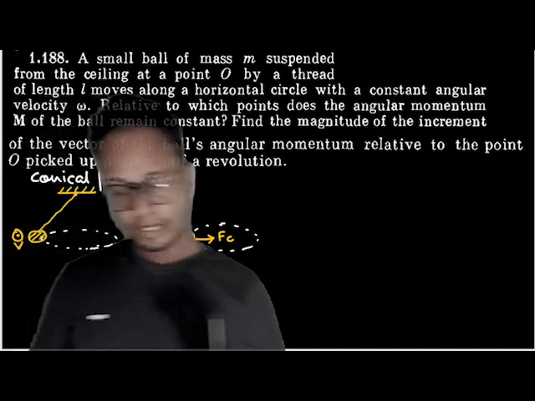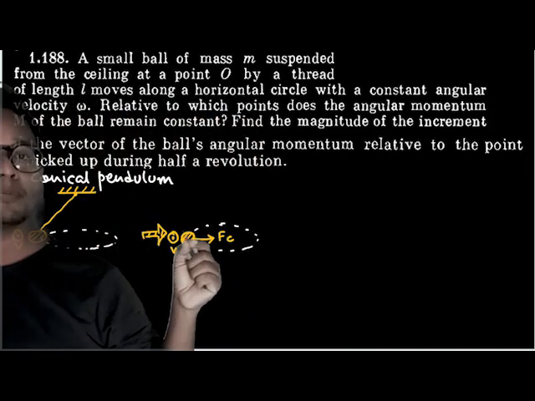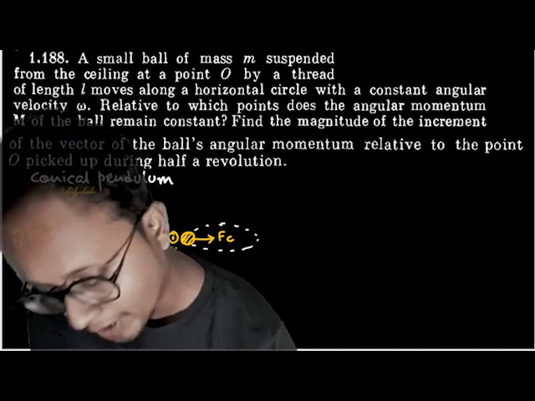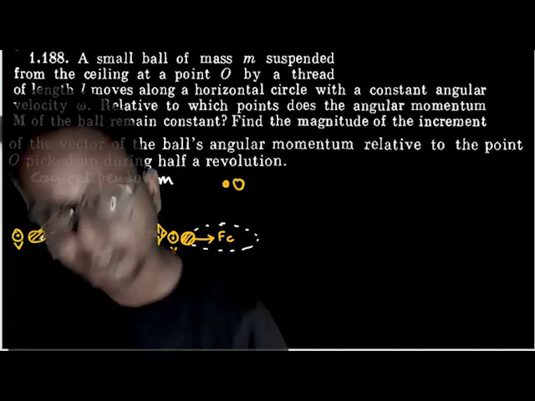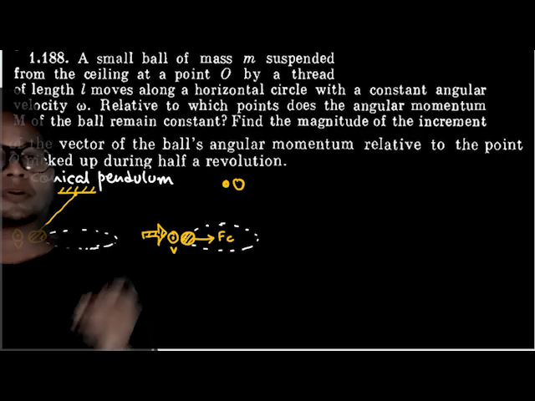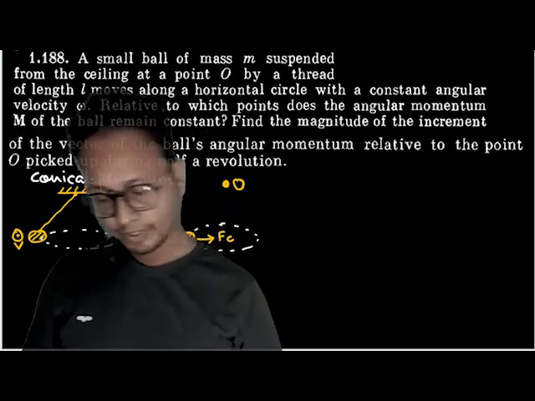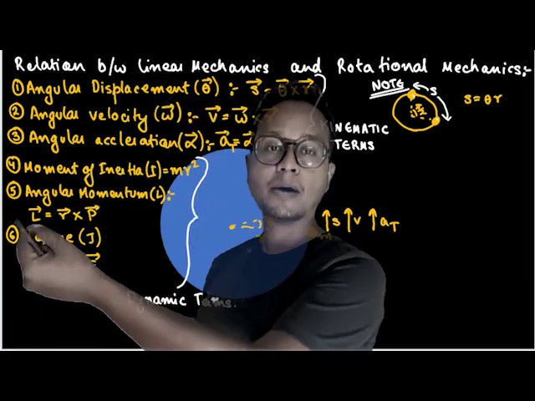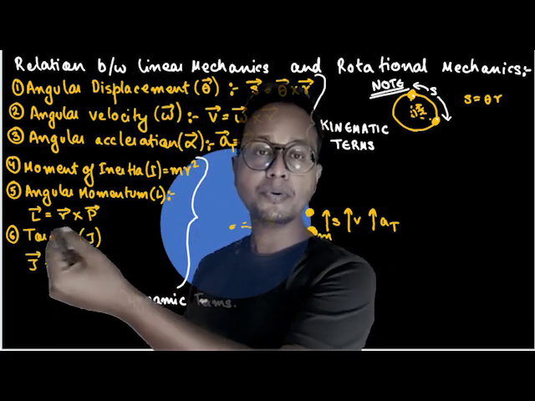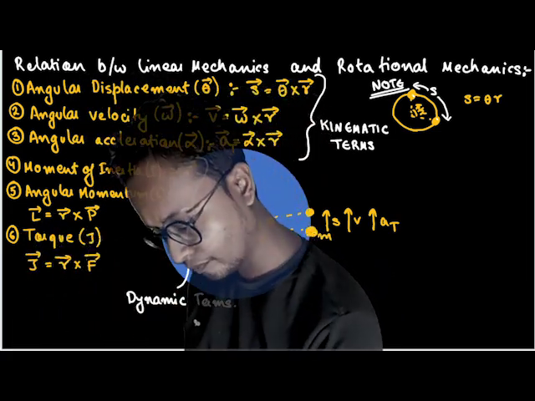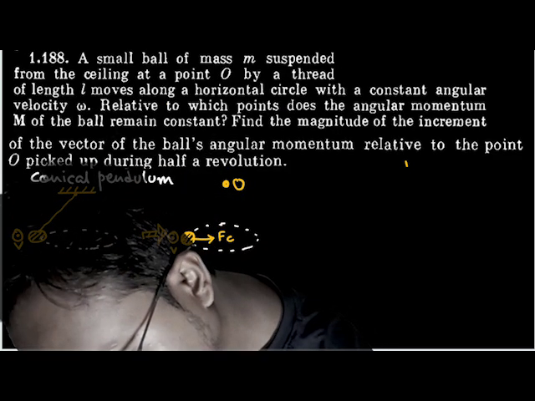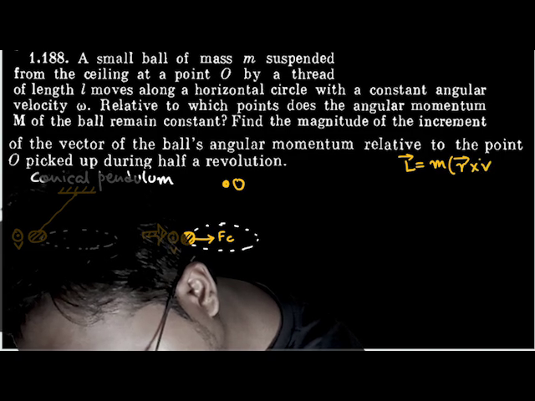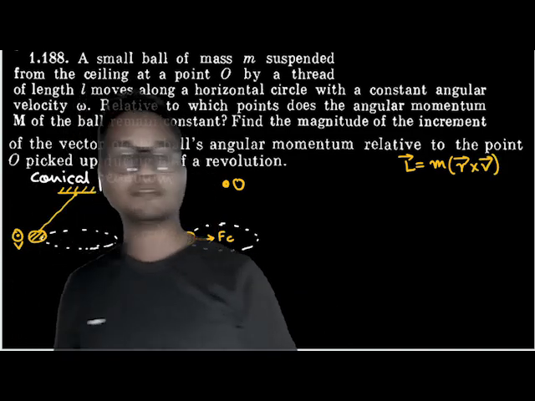Fair and fine. Now to find a point in space through which the angular momentum of this ball always remains constant, that means what? Suppose I'm taking an origin out here, this is my origin or a point in space. What is the formula for the angular momentum vector? L, angular momentum, is equal to r cross p, or m into r cross v. This we have already done. Where v is the linear velocity, and r is the position vector from the origin.